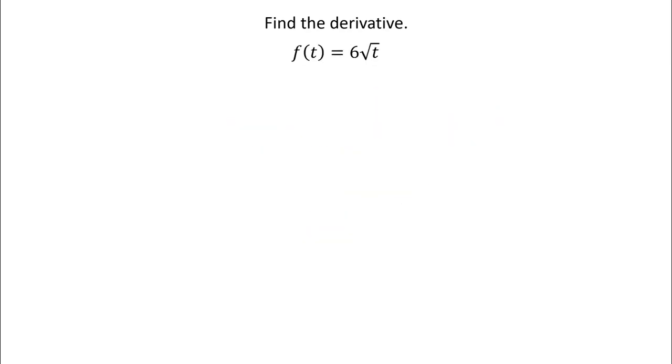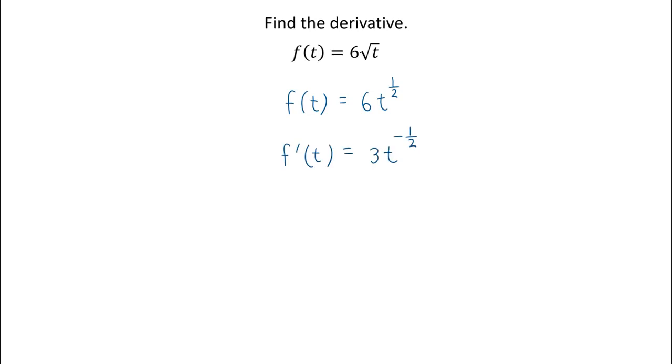This example looks a little different. Here we're asked to find the derivative of f of t equals 6 times the square root of t. But we haven't talked about how to differentiate roots. The good news is that any root can be rewritten in exponential form. So let's write 6 times the square root of t in exponential form. We know that the square root of t is the same thing as t raised to the 1/2. And now we have an exponential expression, and we can use the power rule again to find the derivative.